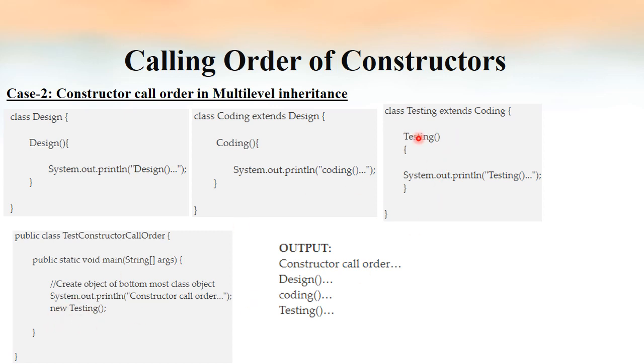So even if we are calling the constructor of class testing, the first line of code that is going to be executed will be the line inside the constructor of class design, because the call to the constructor of class testing, which is a child class, gets forwarded to its parent class, which again forwards it to the parent class of class coding. So the first line of code will be this, then this one, and finally this one. So that is why we are getting the output like this. I hope you understood the calling order of constructors in multi-level inheritance.